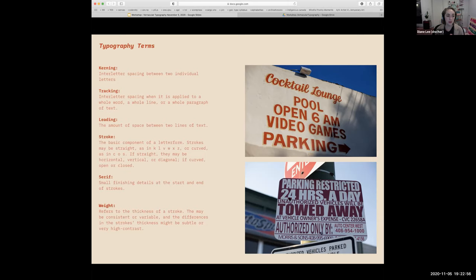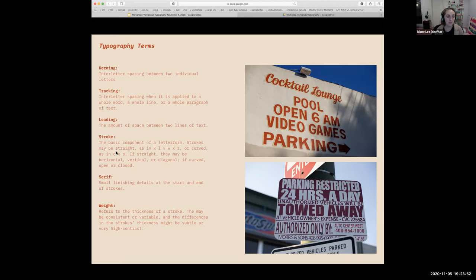So leading is the amount of space between two lines of text, and it's usually measured from baseline to baseline. And the baseline is the invisible line on which all letters sit. And so you can see that the leading between these lines of text is fairly consistent between pool and open to video, but then there's a bigger gap between video and parking, and a bigger gap between cocktail and pool. And I think, again, this has been done with great care. And so there are distinctions that are being made to tell a reader that these are different kinds of information and they have different significance in the overall hierarchy of information here.